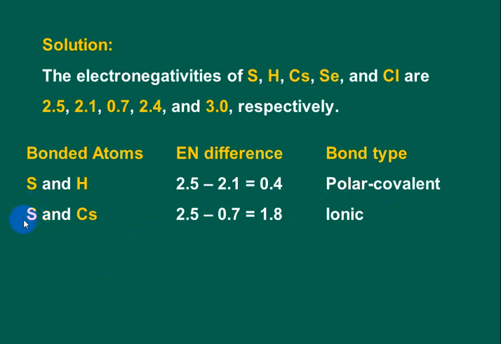Here, sulfur and cesium. The electronegativity of sulfur is 2.5 and the electronegativity of cesium is 0.7, the difference between them is 1.8. Between 1.7 and 3.3, it is an ionic bond. Sulfur here is the more electronegative because it has higher electronegativity.